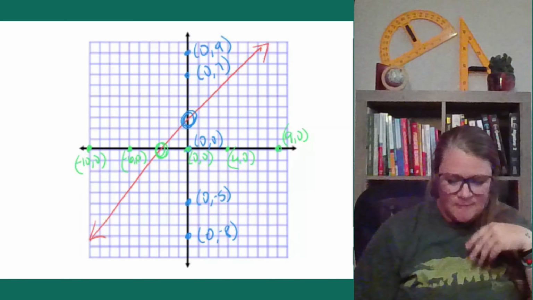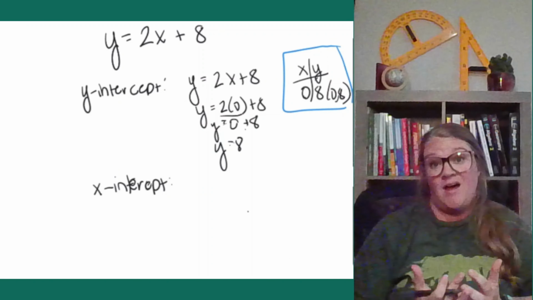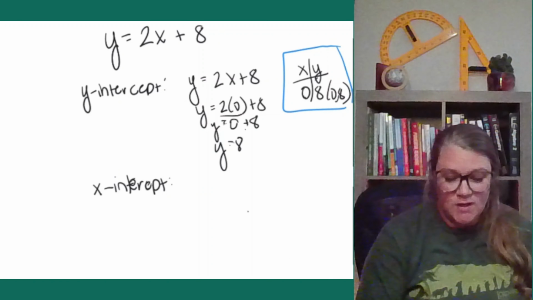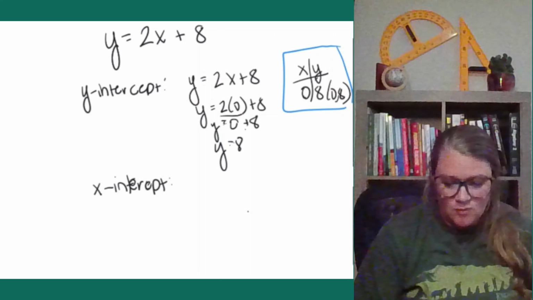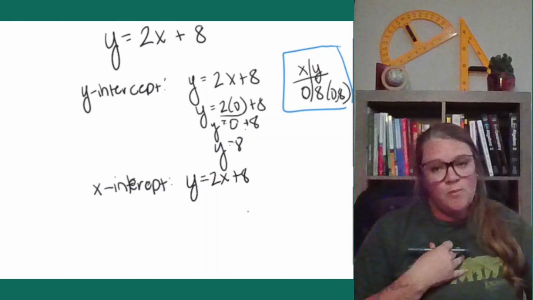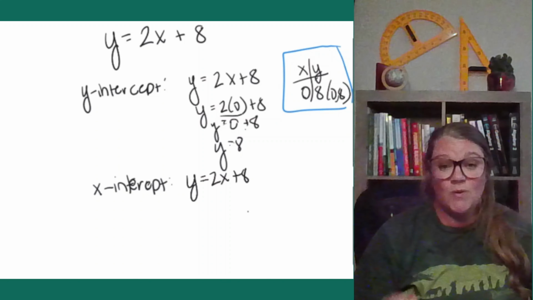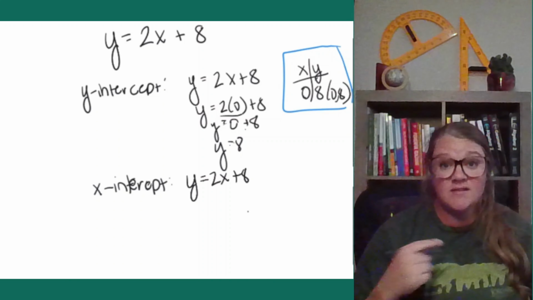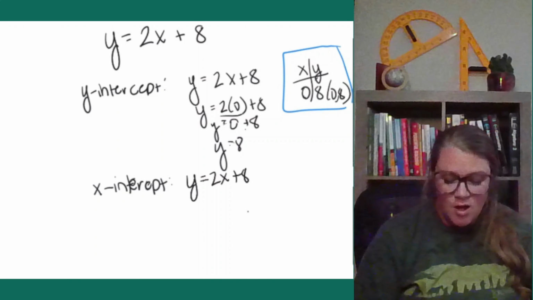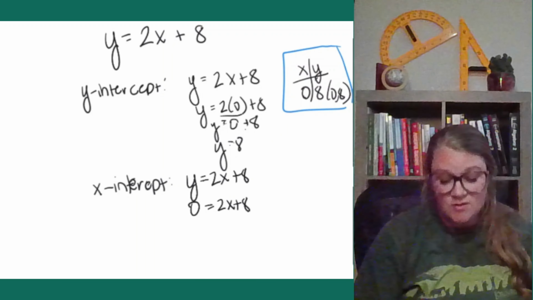So let's go back here. I just said when y is 0, what is x? So we're going to use the same equation, the very top one that we were given, y equals 2x plus 8. But what we want to know this time is when y is 0, what is x? So instead of plugging in a 0 for x, this time we're plugging a 0 in for y. So it's going to look like this.